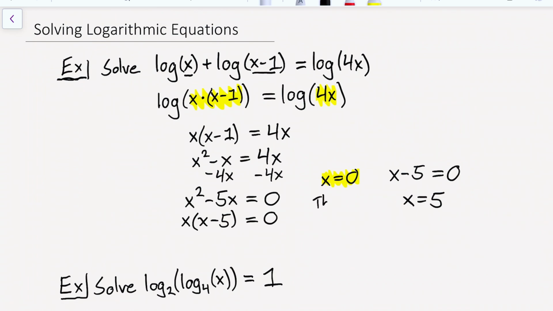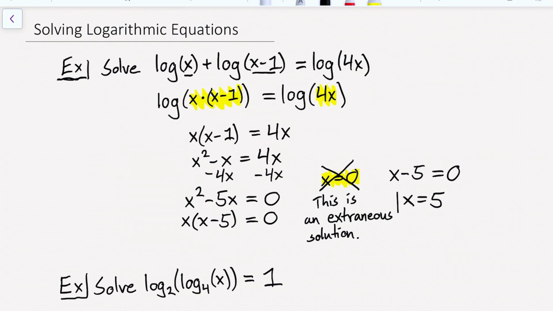So this is considered an extraneous solution. It is a solution that we arrived at using algebra, but it does not fit in the context of the original problem. And I'm not going to consider it as a final solution.